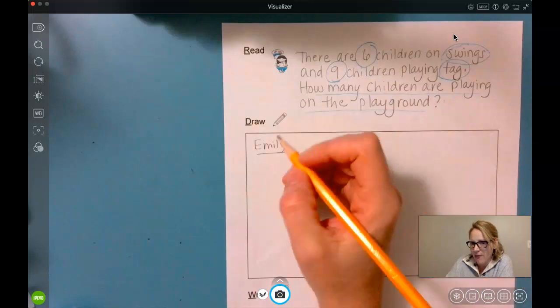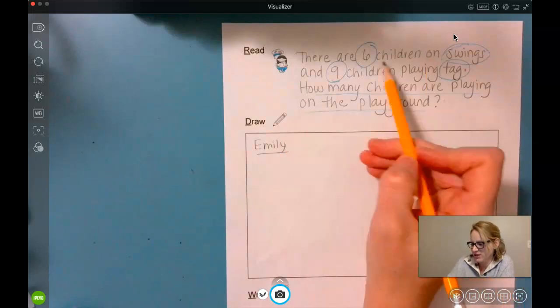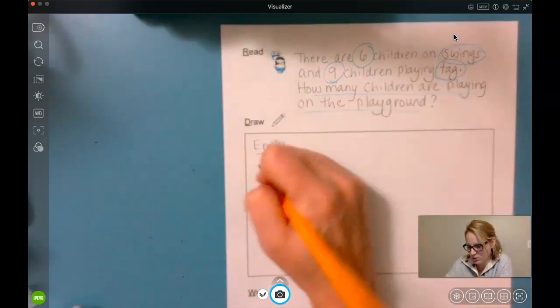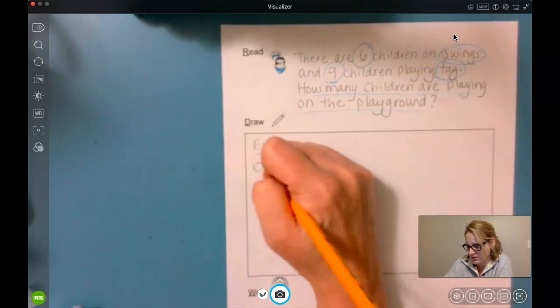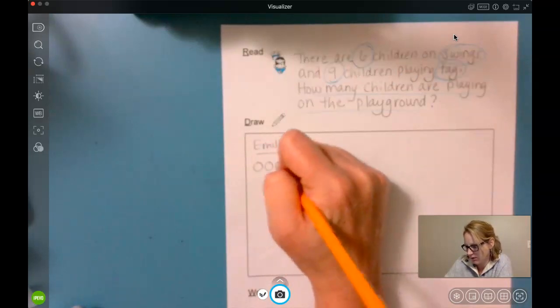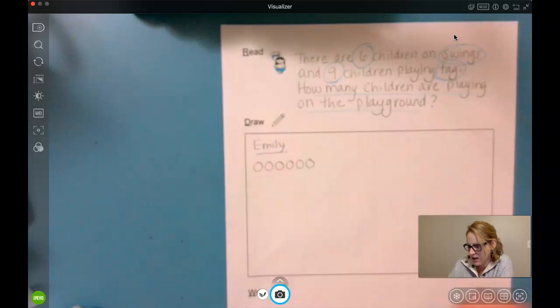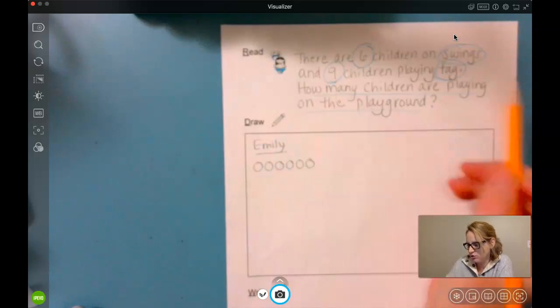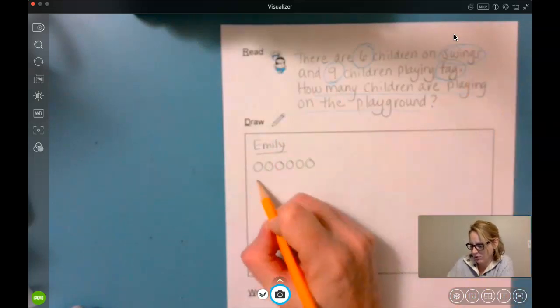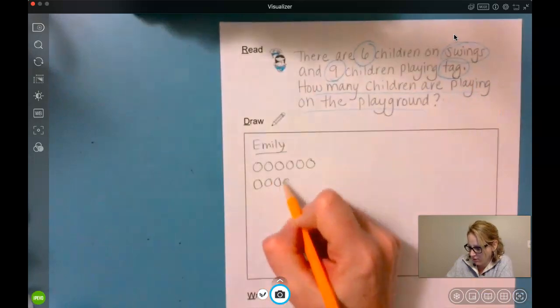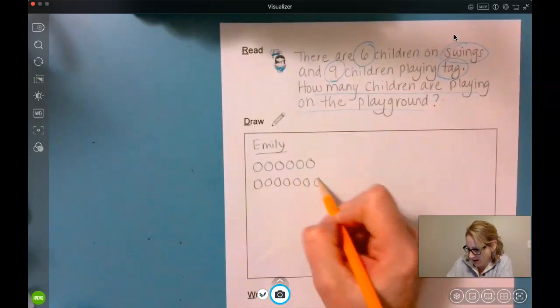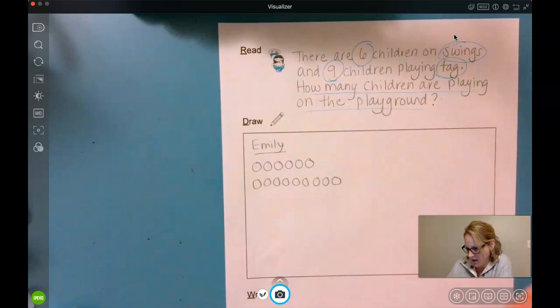Okay, so Emily drew 6 children on swings and she used circles for each student. So she said 1, 2, 3, 4, 5, 6. And then she drew 9 children playing tag with 9 circles. 1, 2, 3, 4, 5, 6, 7, 8, 9. And then Emily, can you tell us how you figured out how many children were playing on the playground?